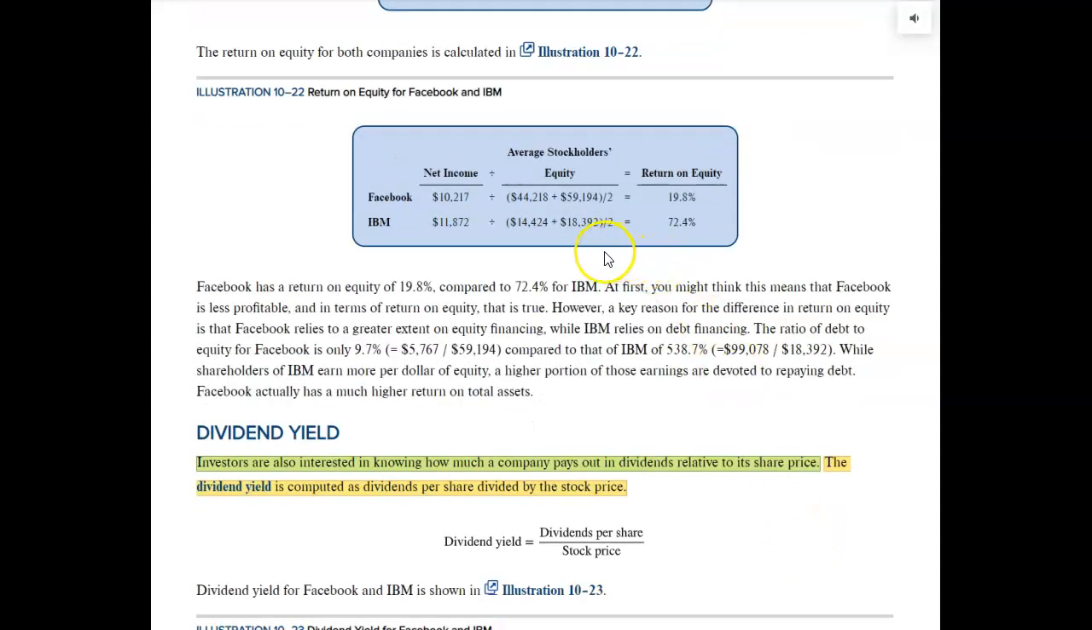And this is showing comparing Facebook to IBM. Facebook is a 19.8% return on equity. IBM, 72.4%, a lot more.